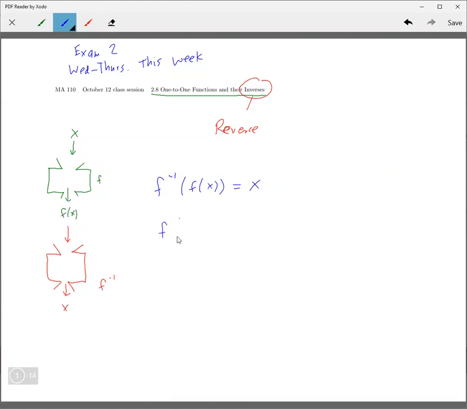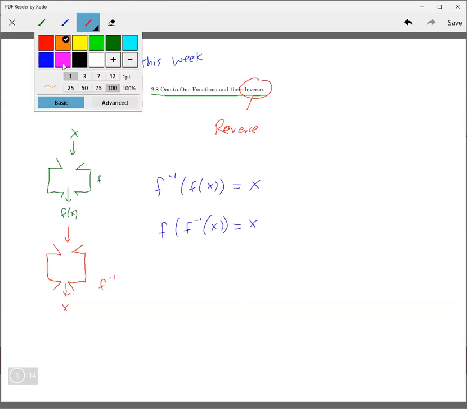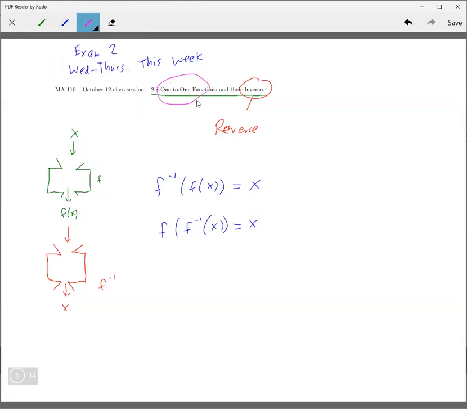Typically you'll have this going on as well. If you start with x and apply f inverse to it first, and then f will take it back to the original. Either way, it's just reversing the process. Now, in order for f to have an inverse, it needs to be one-to-one.